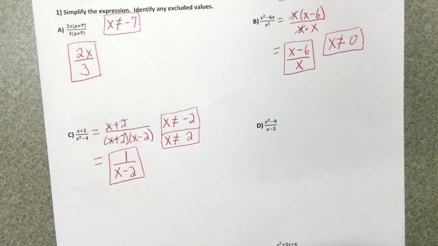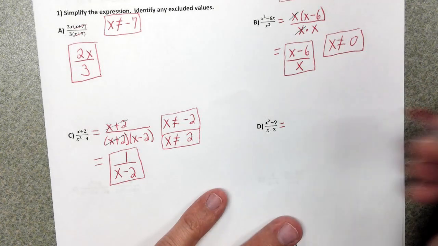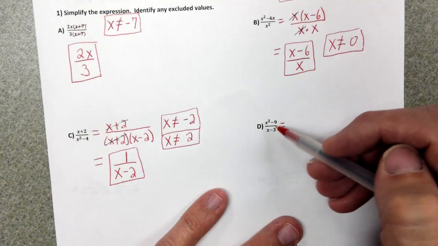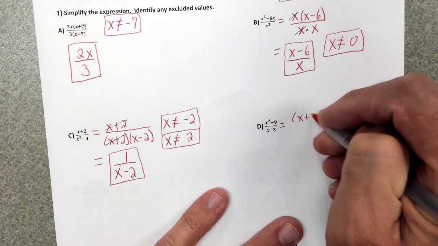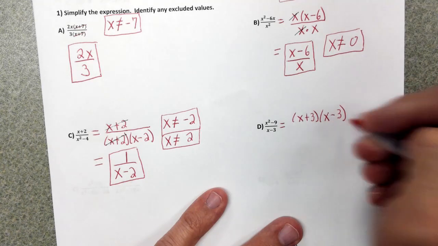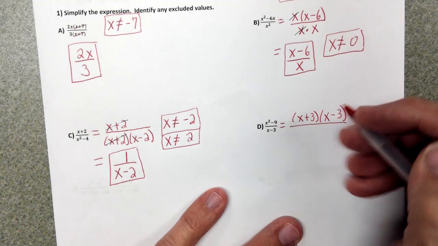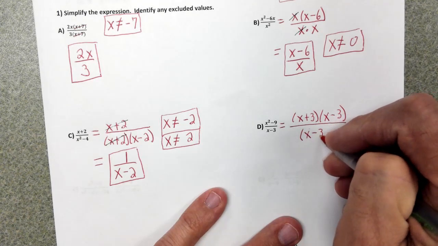Now move on to D. Okay, once again, factor both the numerator and the denominator. X squared minus 9, that is a difference of squares again. I've got a perfect square minus a perfect square, so I'm going to factor that down to be x plus 3 and x minus 3. Difference of squares just like we've worked on before. On the bottom, x minus 3, that one will not factor, so that just stays x minus 3.